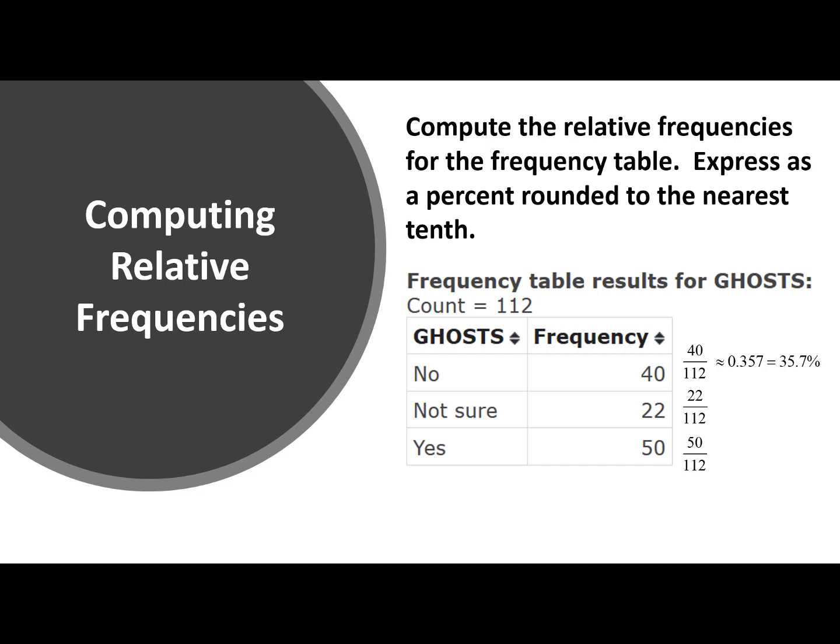So almost 36% of the students reported that they did not believe in ghosts. For not sure, same process, we get 19.6%. And then finally, yes would be 44.6%. So these three values, these three percentages, are the relative frequency for the outcomes no, not sure, and yes.